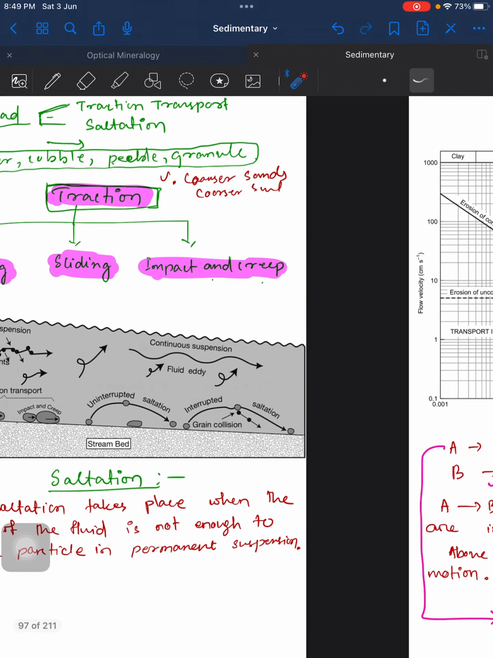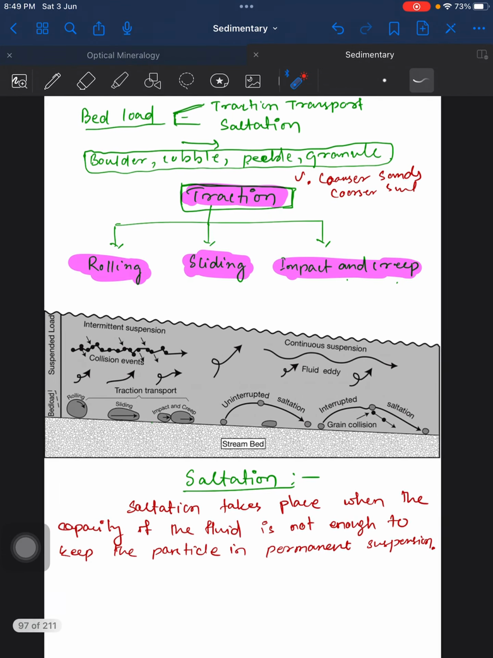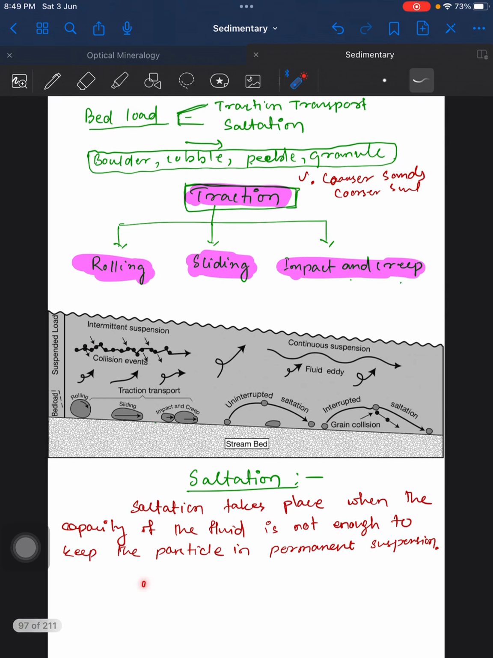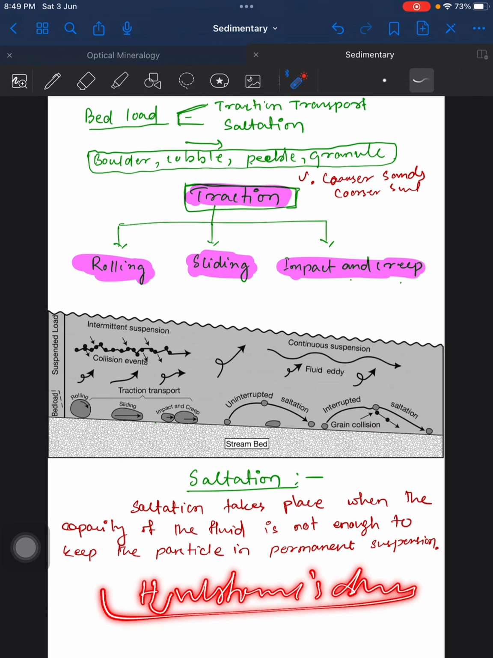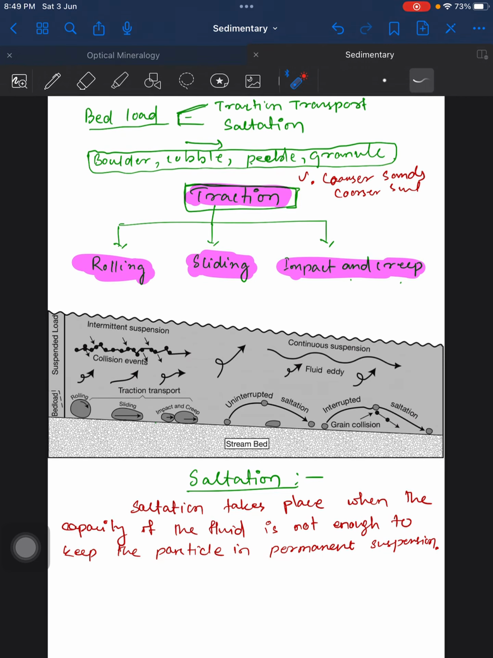Okay, so this is the thing, and in the next class we will go into the Hjulström diagram. So for today this class is this much.